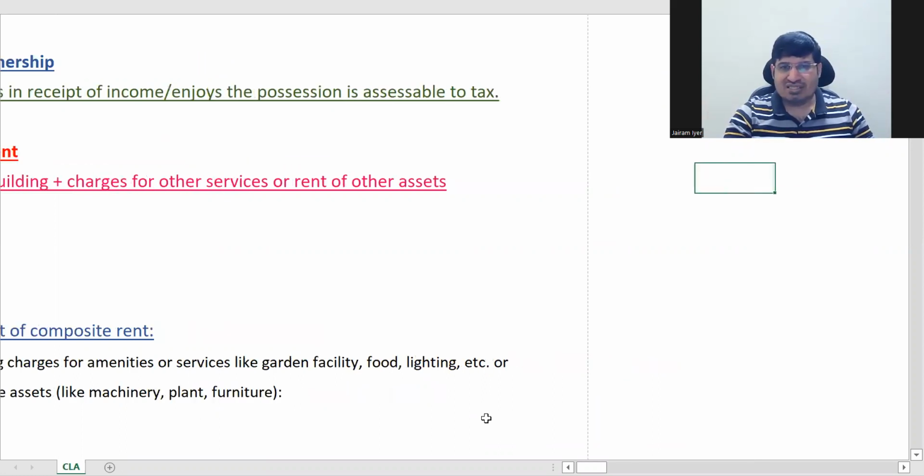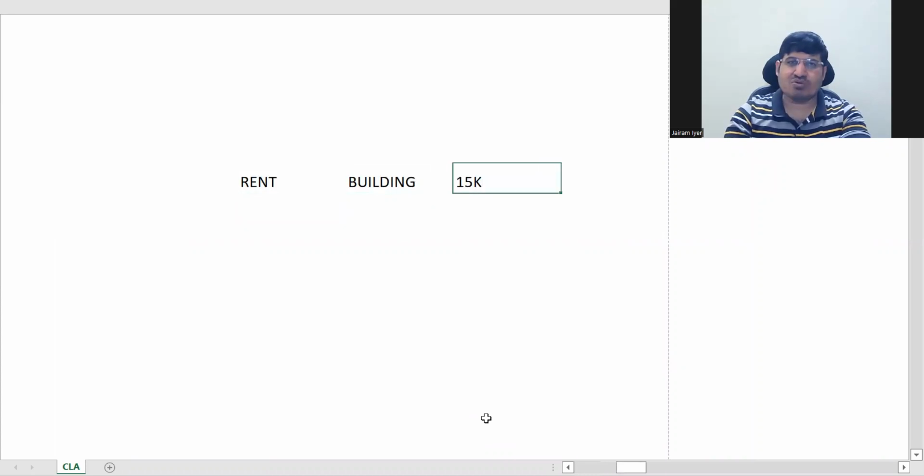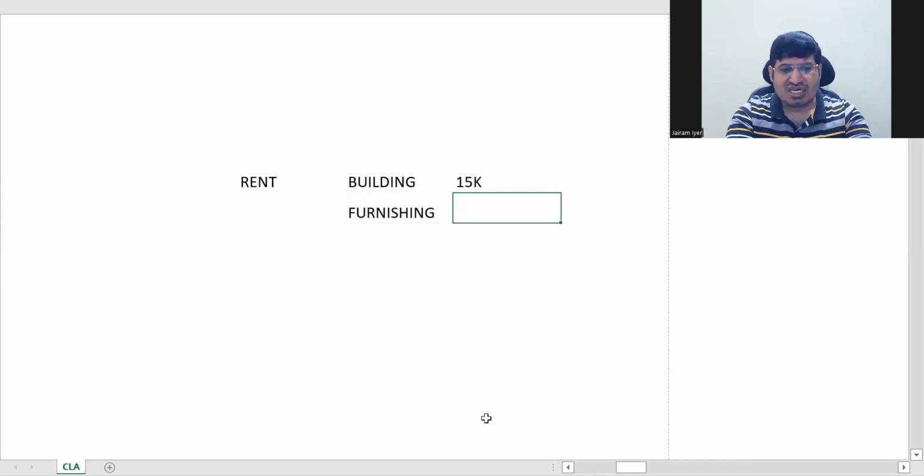Okay, so we can say that if you break down any rent for a building, it's for the house. Say you are paying 15K for the house. House rent is that much. But say he is giving you some facility, like some AC. Okay, other facilities, furnishings he is giving. Then for that furnishing, he's charging 25K from you.